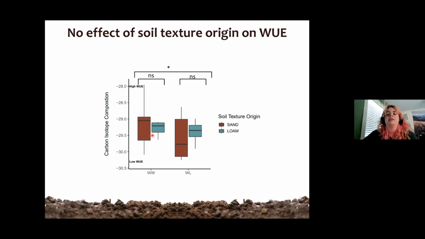However, when looking at the influence of soil texture origin on these trait differences, within treatment, we did not see any effects. So our expectation that loam would do better than sand under well water was not met, and our expectation that sand would do better than loam under water limitation was not met.